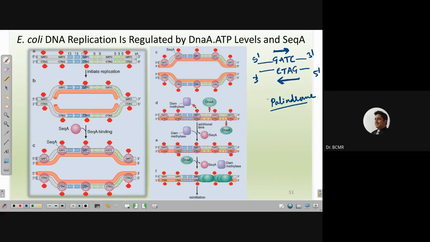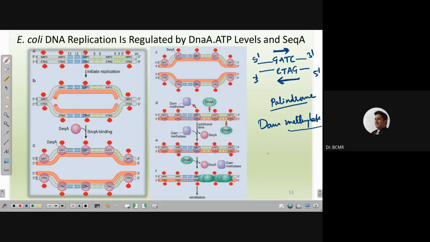So there is a protein called DAM methylase. Okay, it is an enzyme. And what does it say by the name of it, at least this part? It is a methylating enzyme.